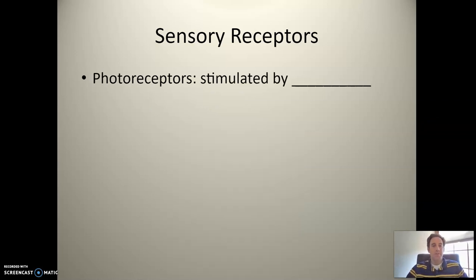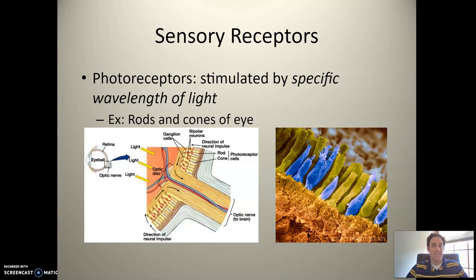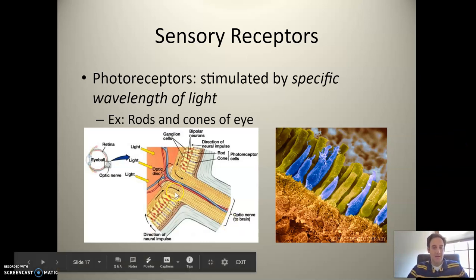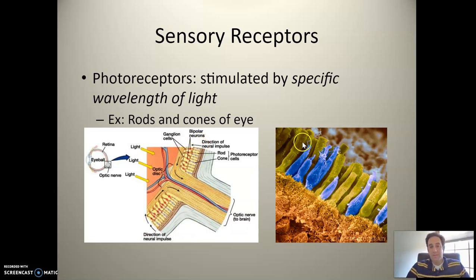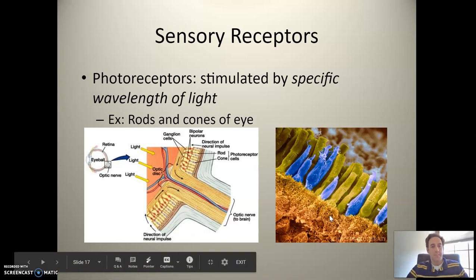Photoreceptors are another type. These are stimulated by a specific wavelength of light. And you've probably heard of the rods and cones of your eye. Here is the back of your eyeball, and these cells in this back layer are the rods and cones, so named because, hey, these yellow ones look like rods, and these blue ones kind of look like cones. Gosh, thank you, gods of naming.